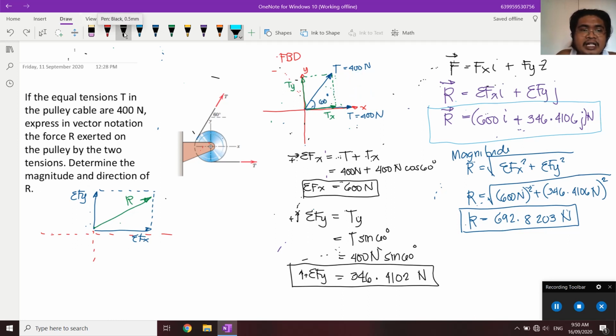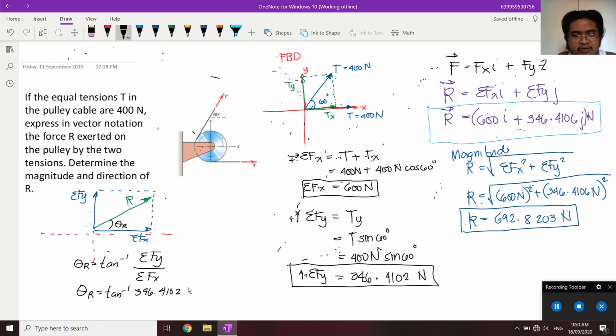So the angle, theta sub R, referred to the x-axis, we can use the formula: theta sub R is the arctangent of the summation of F of y over the summation of F of x, opposite over adjacent. Substituting the values, arctangent of 346.4102 newtons divided by 600 newtons, the newtons cancel, and your angle theta sub R, arctan answer, is 29.99994, or 30 degrees, rounded off.